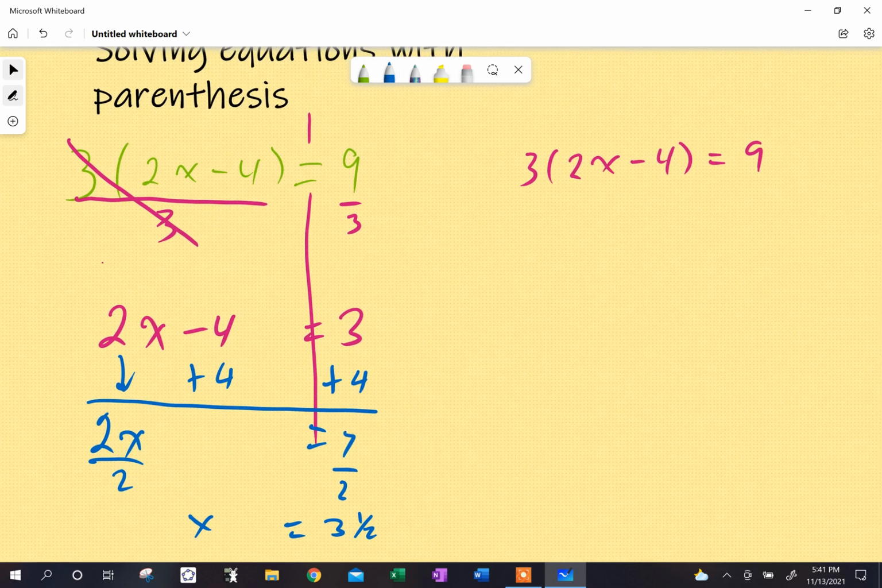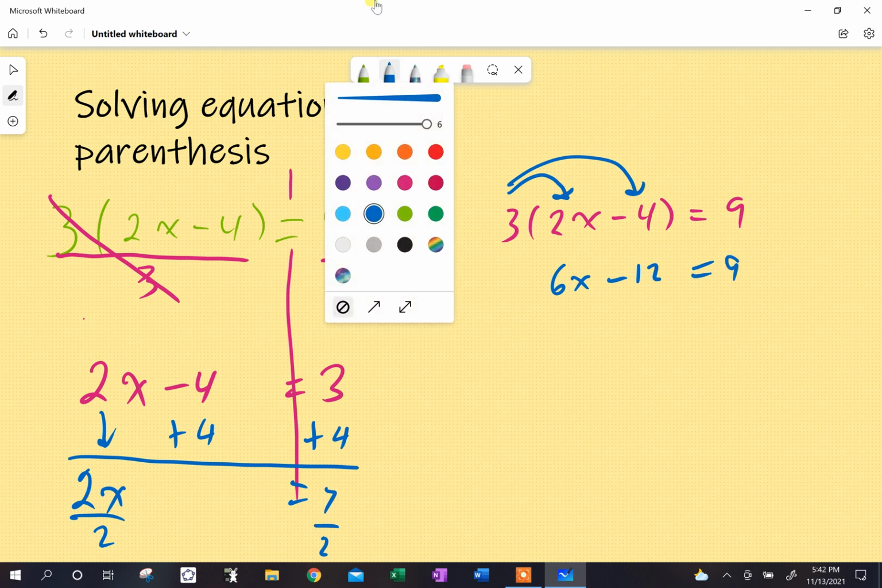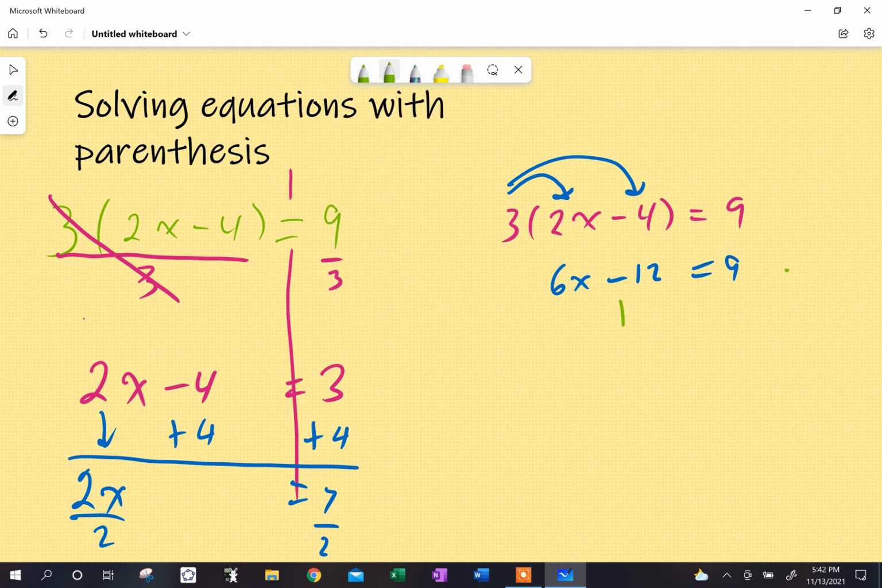Now, you don't have to actually divide first. You can distribute, and you'd get 6x minus 12 is equal to 9. I'm going to add 12 to both sides.